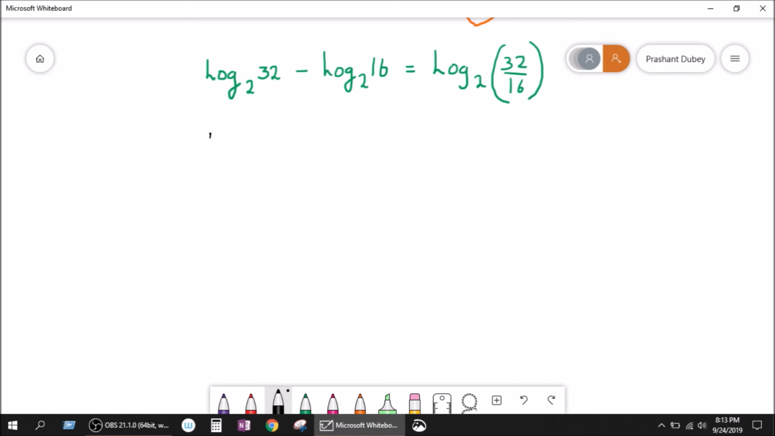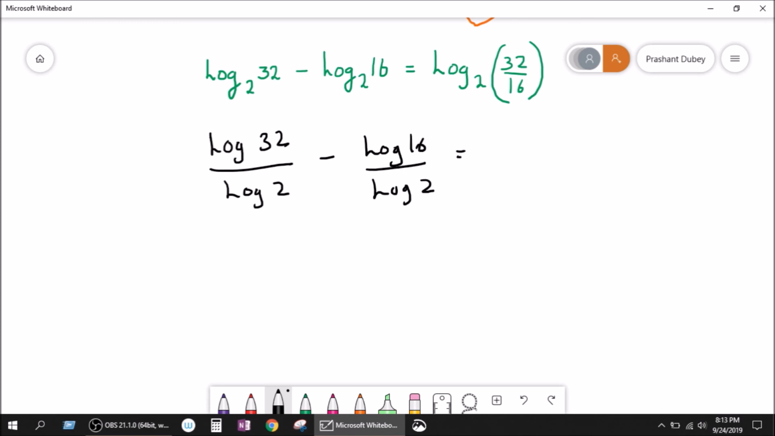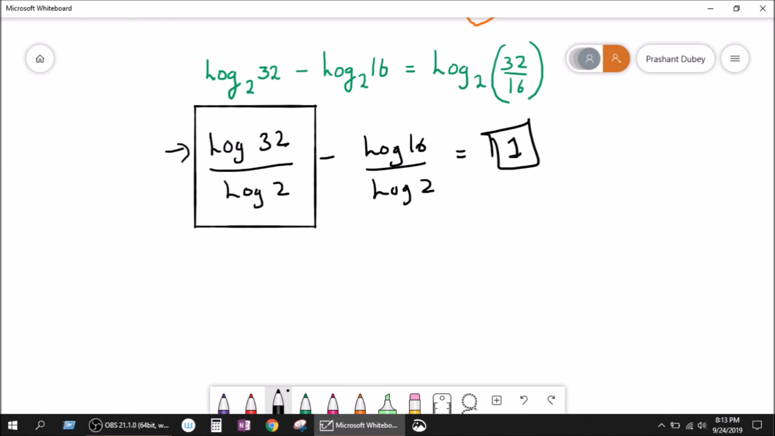Now, how will you find out the value of this log using a calculator? This is equal to log 32 divided by log 2 minus log 16 divided by log 2, and you will get the answer of 1. Now why is log 32 to the base 2 equal to log 32 divided by log 2? This is not yet a topic to cover. So before we do this, we should understand the basic concepts, and that's exactly what I'm doing in this video.